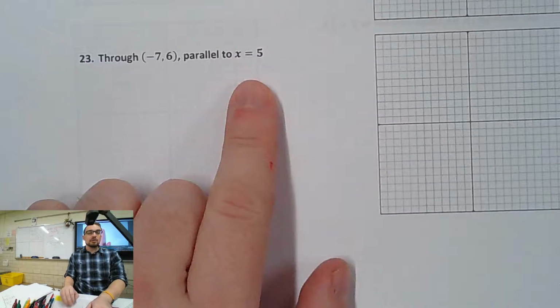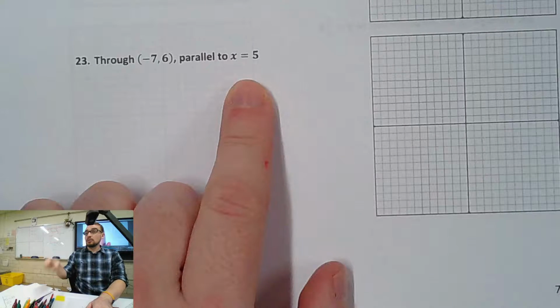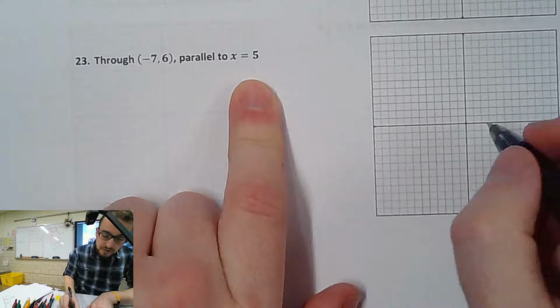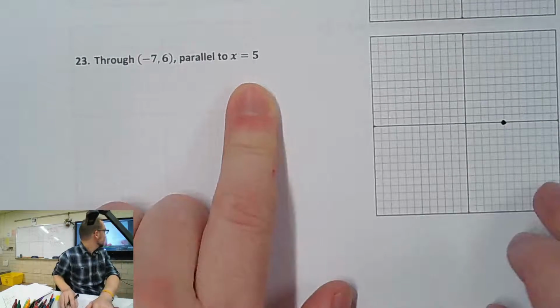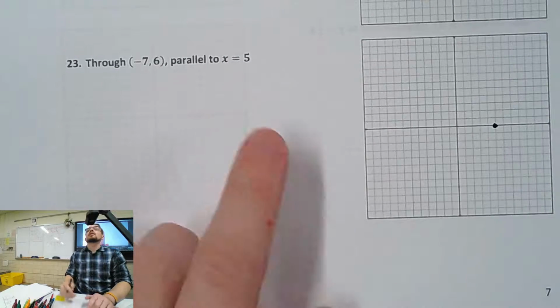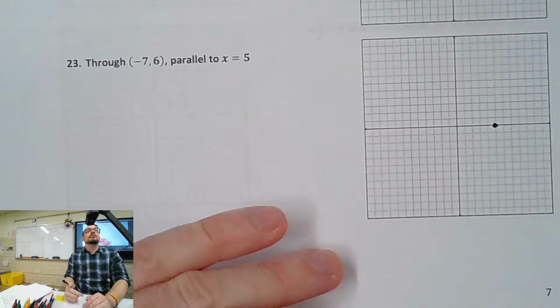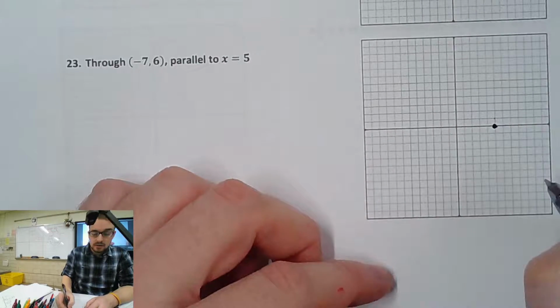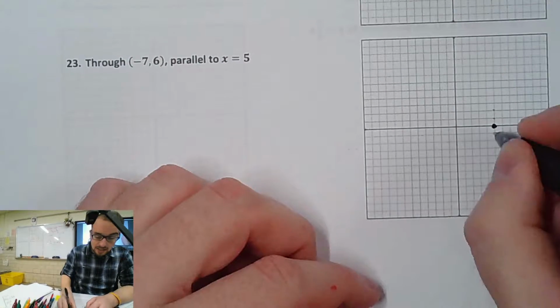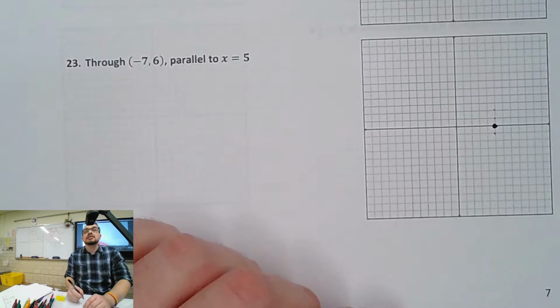We want a line that's parallel to x equals 5. So maybe we should graph x equals 5 to see what that is, right? X equals 5 is this. 1, 2, 3, 4, 5. That's where x equals 5. But remember, we want a line, so we want all the points where x equals 5. So 5, 1, 5, 2, 5, -1, all those points are where x equals 5, right?